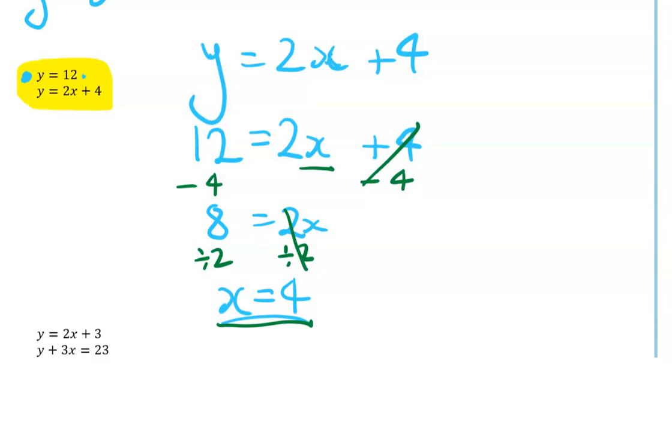All right, so do we have everything we need to know now? We know that x equals 4. We already knew that y is equal to 12. So the point at which these two lines would meet, when x equals 4 and y equals 12, would be 4, 12.